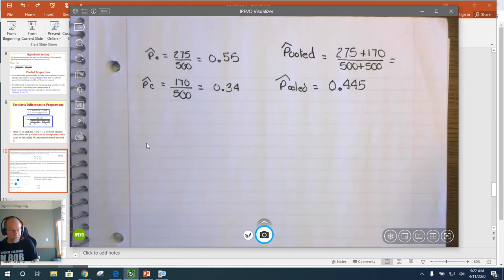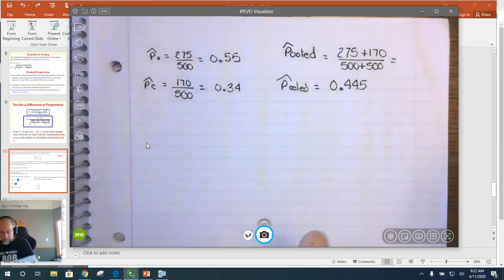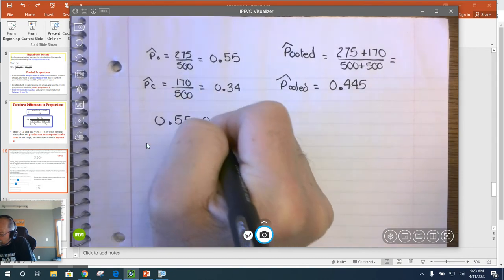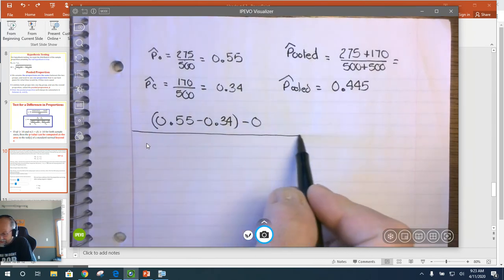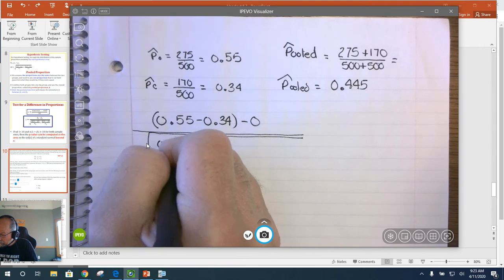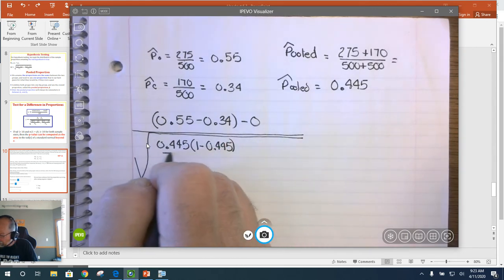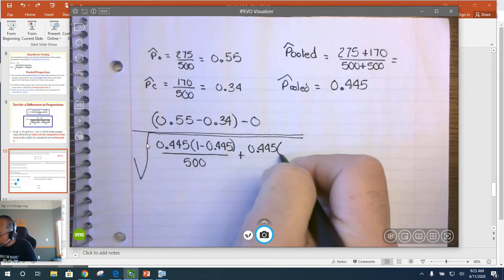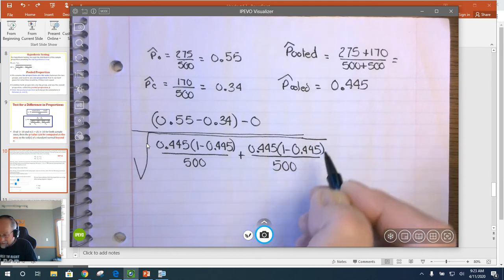Okay, so we are testing for difference in proportions, z-value. So we're running this formula right here. Our first one is 0.55 minus 0.34 minus 0, divided by, it's going to be one great big square root here. Now remember, these are pooled proportion values now. We're going to take 0.445 times 1 minus 0.445. It's going to seem like we're rewriting a lot of stuff here, but it all matters. Divided by 500 plus, again, pooled proportion, 0.445 times 1 minus 0.445, again, divided by the same 500.